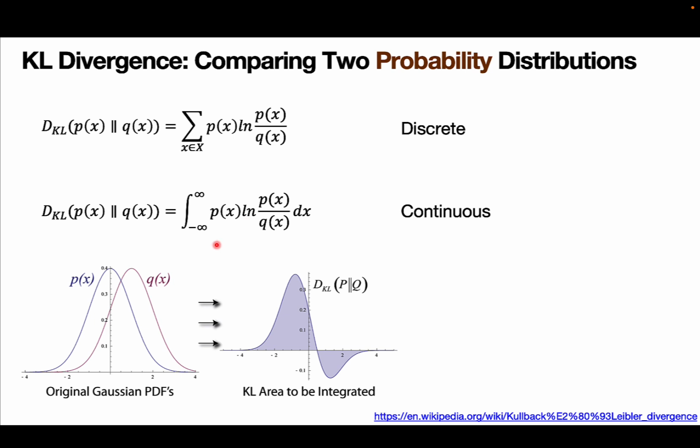The example in the visualization shows two Gaussian distributions with slightly different means and variances. Suppose P is the actual distribution and Q is the approximation. We can see the difference between those distributions: the positive area when P is greater than Q and the negative area when P is less than Q.